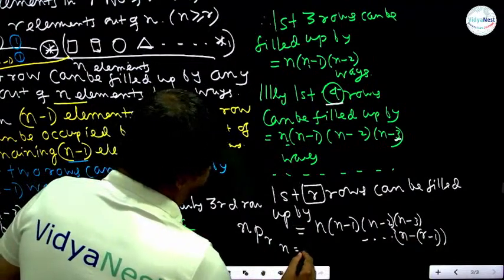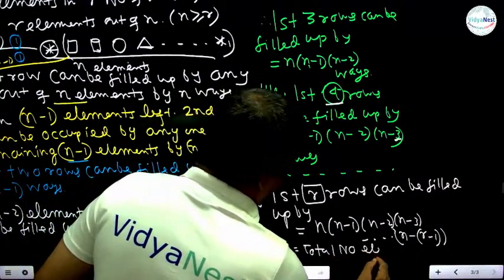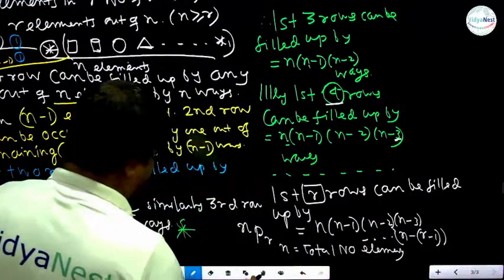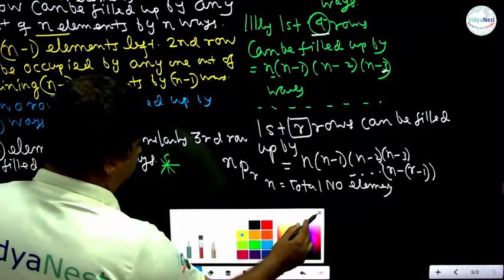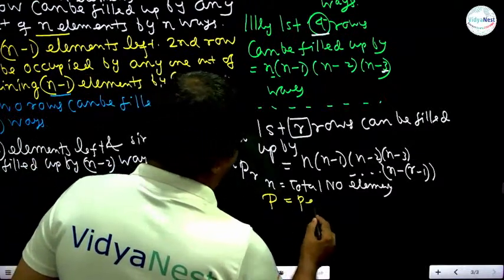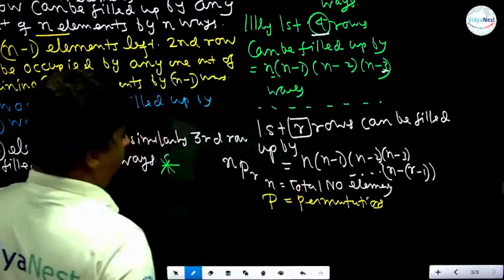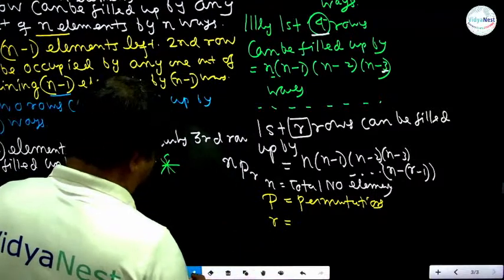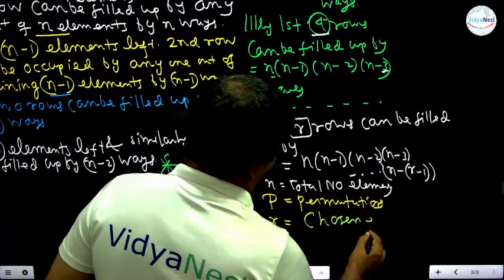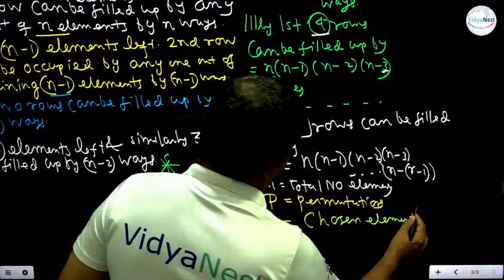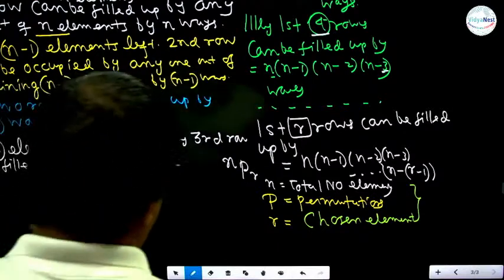n is the total number of elements, P stands for permutation, and r is the chosen elements.